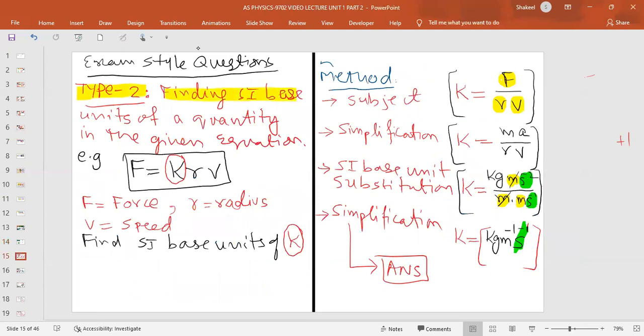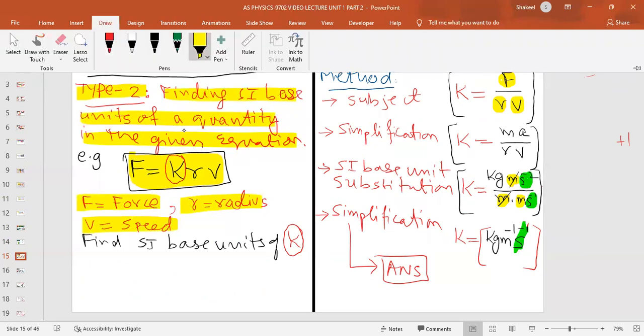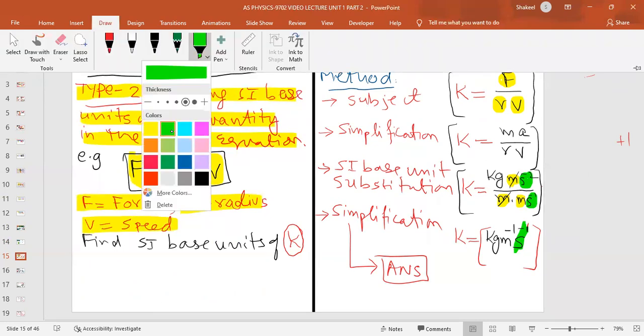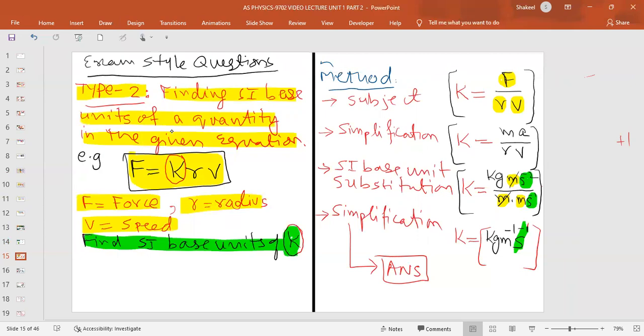Type 2 is finding the SI base unit of a quantity in the given equation. Let's say the equation is given, which is F equals KRV, and they have told you that F is force, R is the radius of the object, and V is speed. Now they are asking you to find the SI base unit for K.